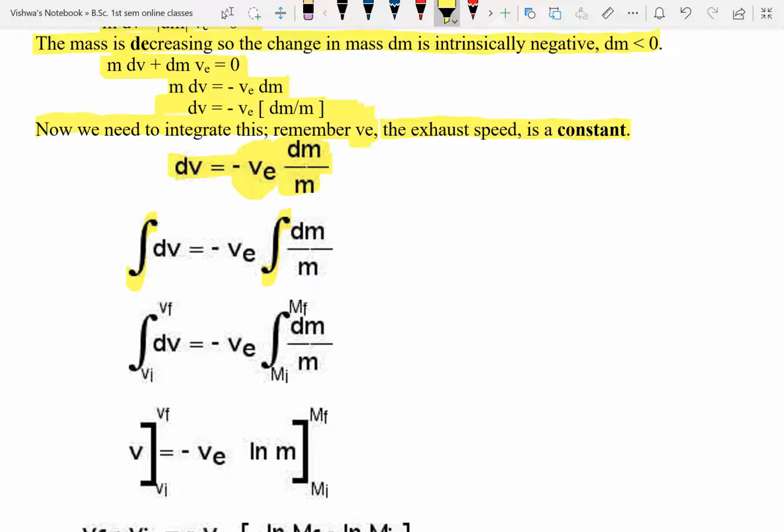Here the limits I am taking are v initial to v final, that is initial velocity to final velocity, and initial mass to final mass, mi to mf. So when you integrate this, the integration of dv is v, with limits v initial to v final, equal to minus v. This is as it is because the velocity of the exhaust gas is constant, and the integration term becomes ln m, the natural logarithm, that is log m. The limits are initial to final.